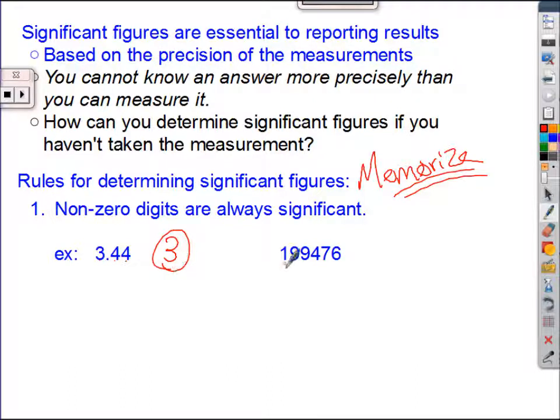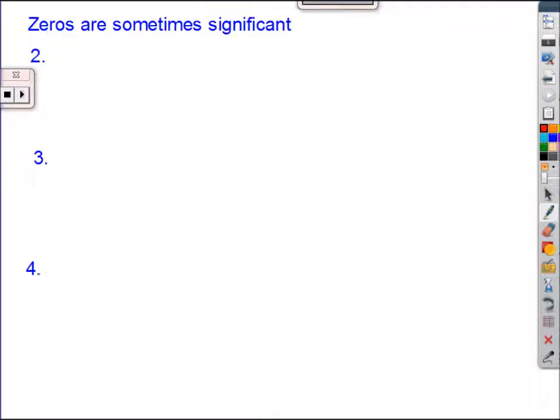This next one, the 199476, all count as significant. It has 6 significant digits. Okay? That's not too hard. What gets tricky is when we start talking about zeros, because zeros sometimes are and sometimes aren't significant.